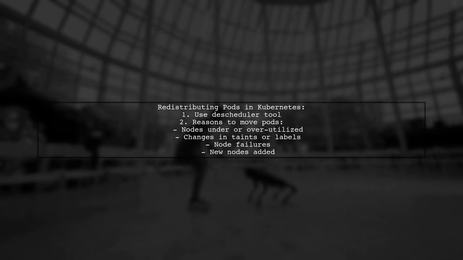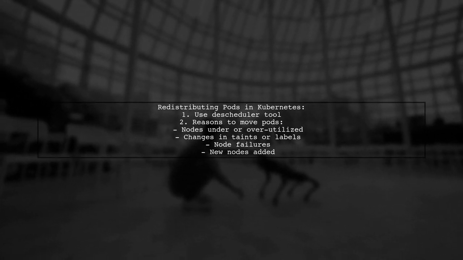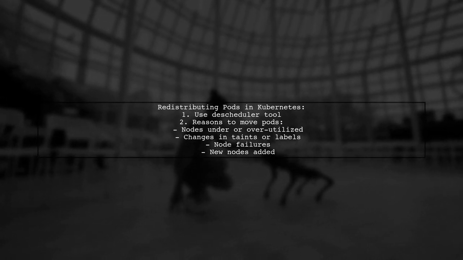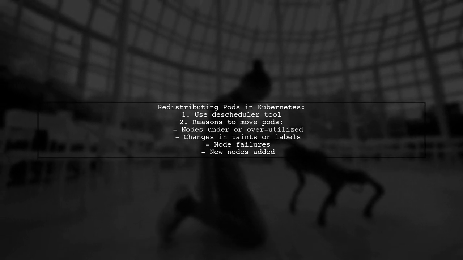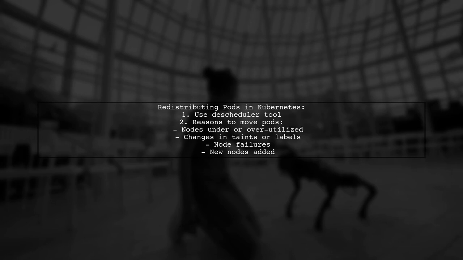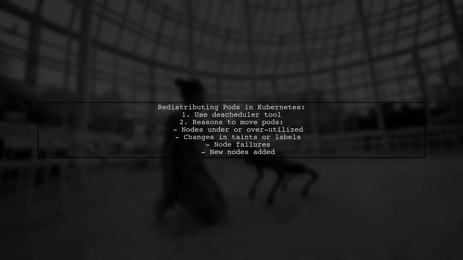To redistribute pods after adding a node in Kubernetes, consider using the descheduler, a helpful tool from the Kubernetes incubator. Kubernetes clusters are dynamic, and there are several reasons to move running pods. Pods may need to be relocated due to under- or overutilization of nodes, changes in scheduling criteria, or when new nodes are added to the cluster.